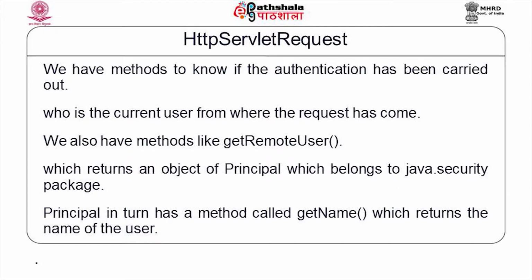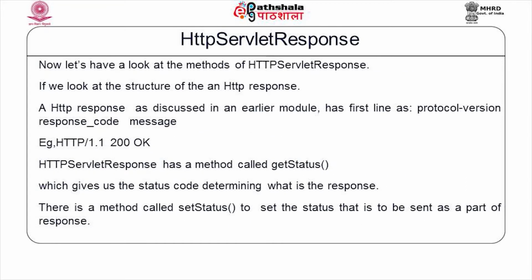Who is the user, who is logged in, who is the current user, from where the request has come. So, we even have a method like get remote user, or get user principal to return an object of principal, which is part of the java.security package. You can get it as a principal. Principal in turn has the method called get name, whereby you can get the name of the user. So, you have these methods which are part of the HTTP servlet request, fine.